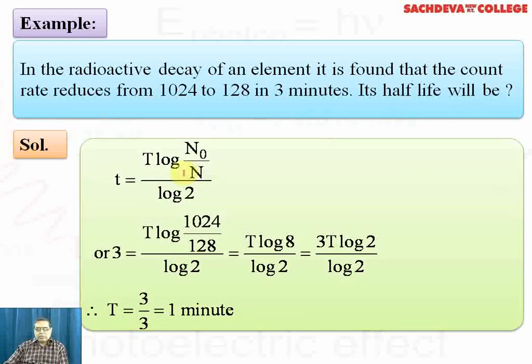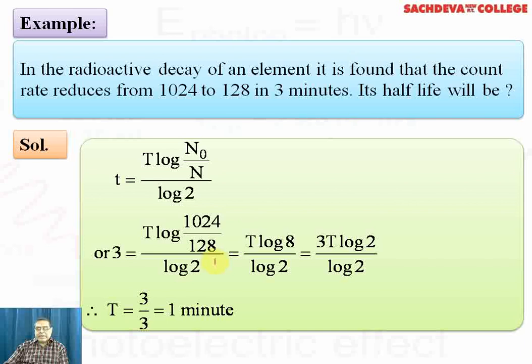In order to solve this question, we use the general equation of radioactivity, and time is calculated by the function t equals T log N naught over N divided by log 2. N naught means the original number of radioactive atoms at t equals 0. N is the number of radioactive atoms at time t. And we will always remember that N naught atoms exist at t equals 0 and N atoms exist at t greater than 0. Now for log 2, we can put in the value, or we can cancel it off in the calculation.